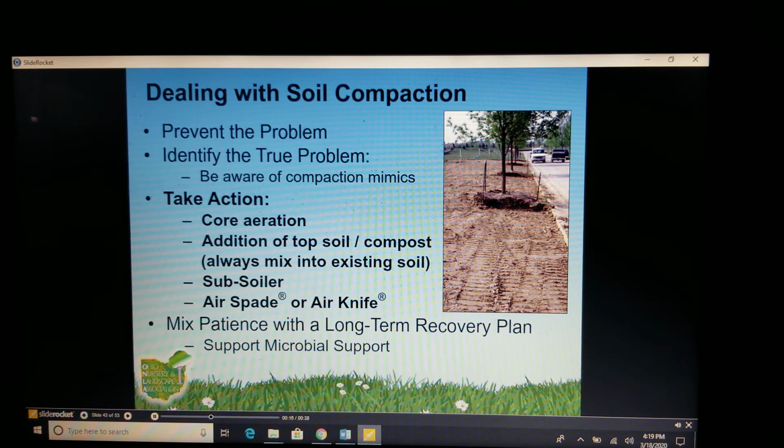Adding topsoil should be done cautiously. First, make sure the topsoil is indeed better than the existing soil. Second, always mix the new soil with the underlying existing soil to create a transition zone. Adding topsoil may be the best option if the topsoil has been removed and sold. The following slides will illustrate subsoilers and an air spade or knife.